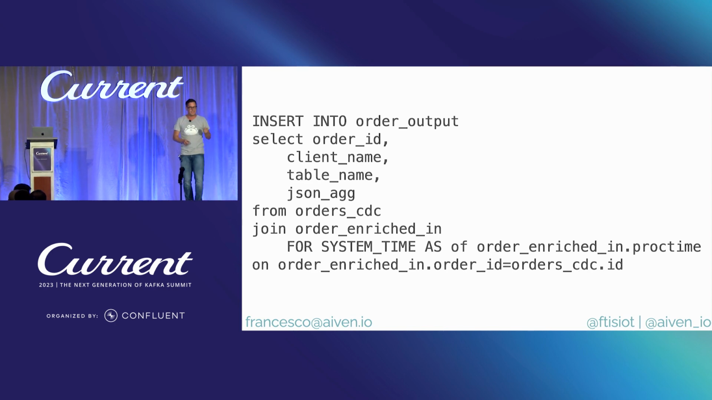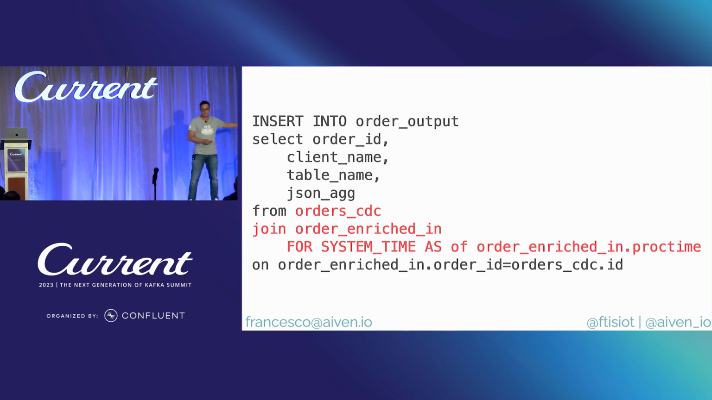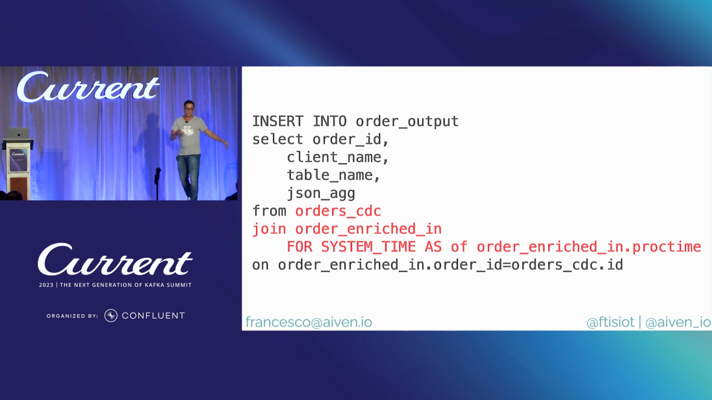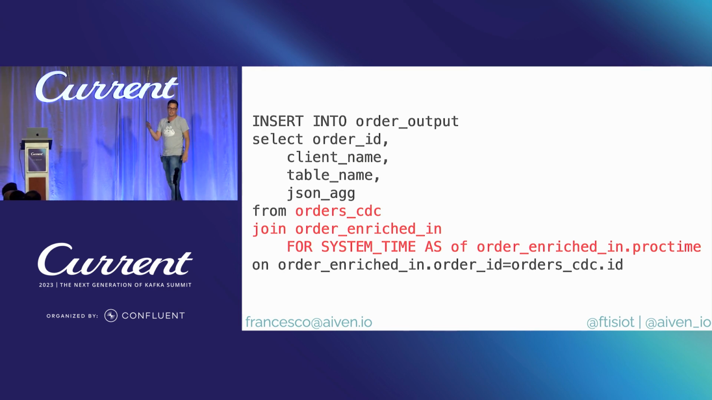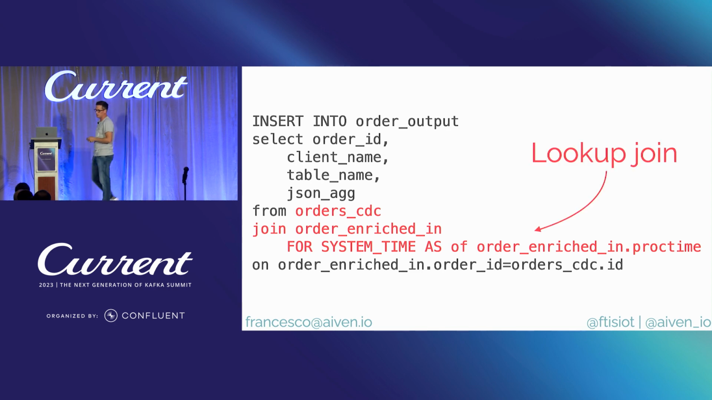The only change is in the join. And if you check the join here, it says select the columns from order CDC, join order enriched for system time as of order enriched proc time. So it's using the processing time, it's using the time now to say every time I receive a new order, I will do the lookup now. And this is basically a lookup join.